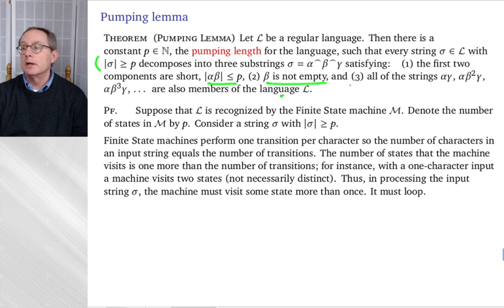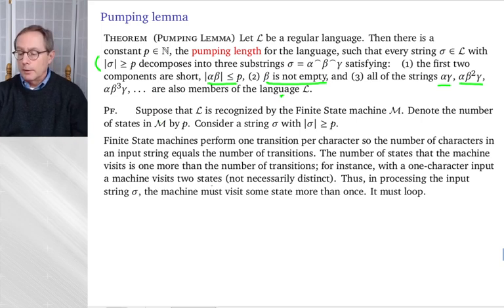And furthermore, it also has to be acceptable to go around the loop 0 times. It has to also be acceptable to go around the string twice. It has to also be acceptable to go around the string, and so on. You get the idea.